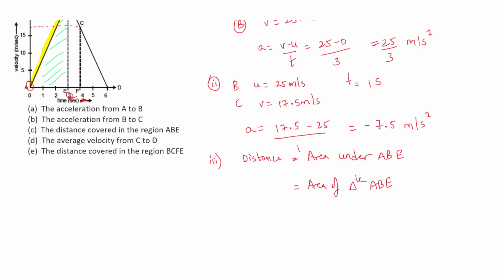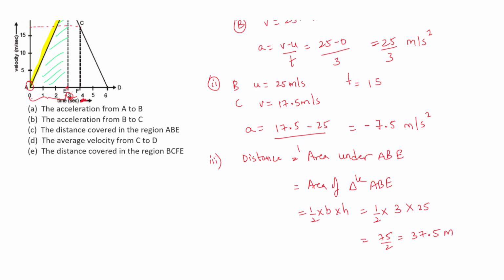ABE. Here, area of triangle is half into base into height. Our base will be time, so from here to this position is 0, 1, 2, 3. It is 3. And height will be from this point to this point. Height is our BE. BE is 25. So half into base into height is 75 by 2, which is nothing but 37.5 meter. This is our third bit.